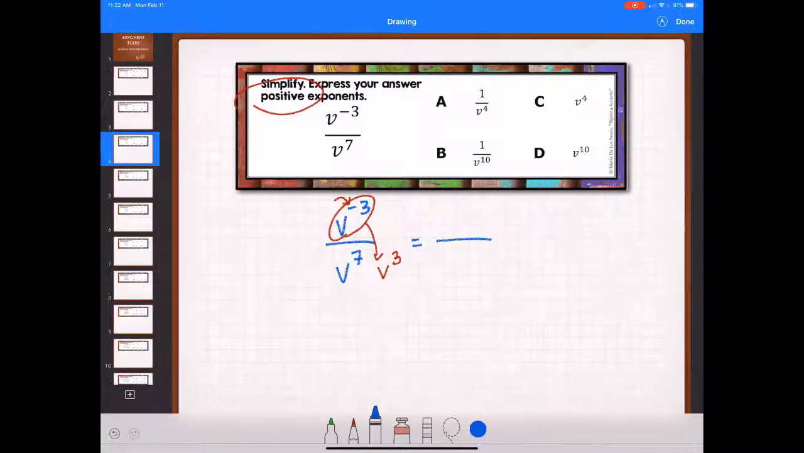So once it switched sides, it's not over here anymore. So on the top we have just 1 because there's nothing left. In the denominator we have, if you were to expand this out and count it, 10 v's, so v to the 10th.